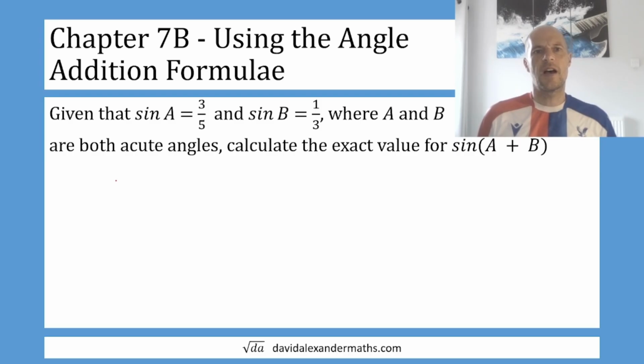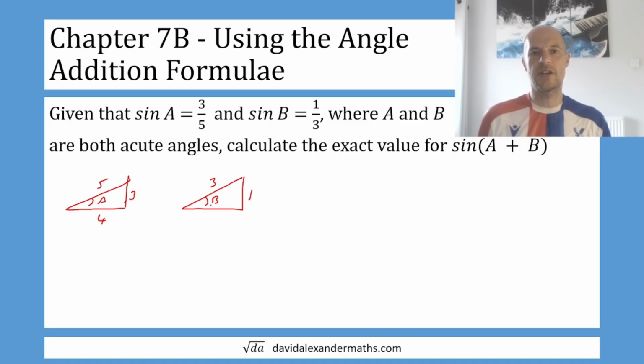Okay, so now we're getting into a slightly more tricky type of question. We've been told that the sine of A is 3 over 5. So I'm going to draw a triangle. If this is angle A, then the sine of A is opposite, which is 3, over the hypotenuse, which is 5. So this missing side is going to be the square root of 5 squared minus 3 squared, which is 4. Now, if the sine of B is 1/3, then if this is angle B, the opposite is 1, the hypotenuse is 3, so the missing side is the square root of 3 squared take away 1 squared, and that is 2 root 2.